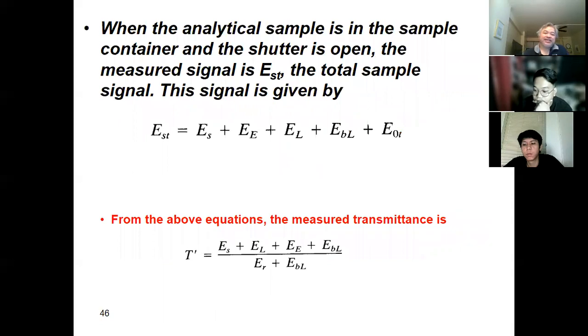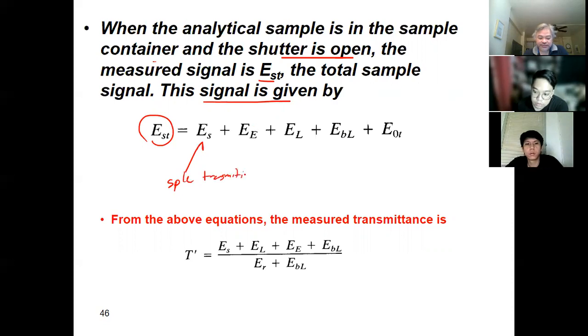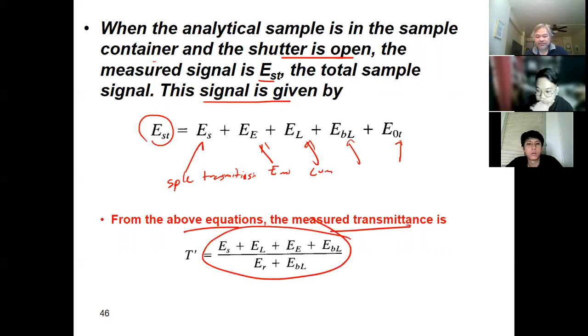So when the analyte sample is in the sample container and the shutter is open, the measured signal is EST, the total sample signal, and this is given by this. This is the sample transmission signal. This is the emission signal. This is the luminescence signal. And these are the background luminescence, and this is the one with zero transmittance. And if you look at the equation, this is your measured transmittance. So good for you, everything is simplified.